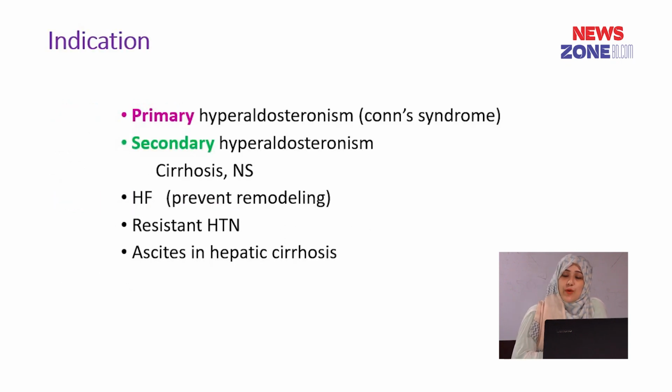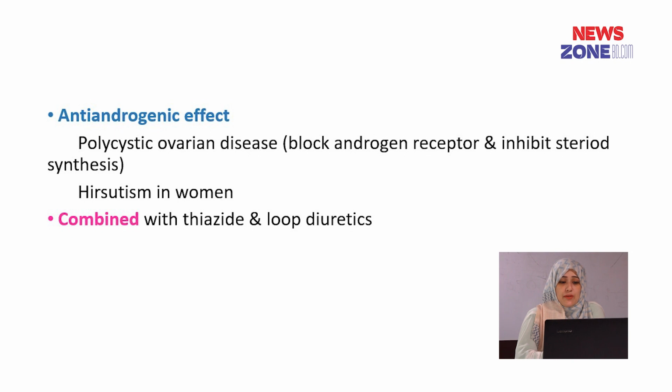Now, the indications of potassium sparing diuretics. Number 1 is primary hyperaldosteronism or Conn's syndrome, secondary hyperaldosteronism, cirrhosis of liver, nephrotic syndrome, heart failure, preventing remodeling of the heart, and resistant hypertension, ascites in hepatic cirrhosis. Antagonizing the effect in polycystic ovarian disease, as they block androgen receptors and inhibit steroid synthesis, hirsutism in women, and combined with thiazide and loop diuretics.